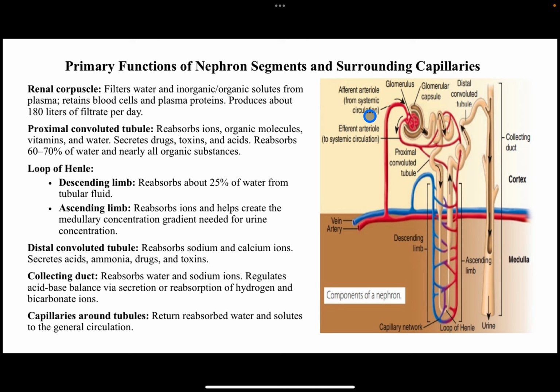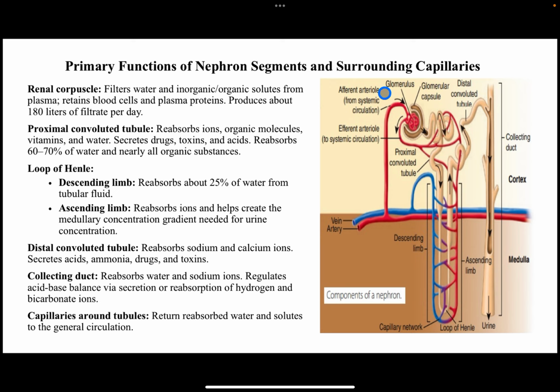Now, you can see that there is an arteriole bringing blood into the glomerulus to form the capillary network of blood vessels called the glomerulus. This artery bringing blood inside is called the afferent arteriole. And we have another artery taking the blood away from the glomerulus. That artery is called the efferent arteriole. So we have the efferent arteriole and then we have the afferent. The afferent is what brings the blood inside the glomerulus.